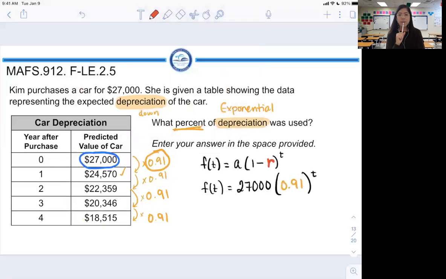Okay, good, Alejandro. So basically what I was explaining is that 0.91 is not the rate. That's not the depreciation rate. The depreciation rate is what you get when you take 1 minus r. So I'm trying to figure out what is the value of r. 0.09. Yeah, so r, how did you get that?